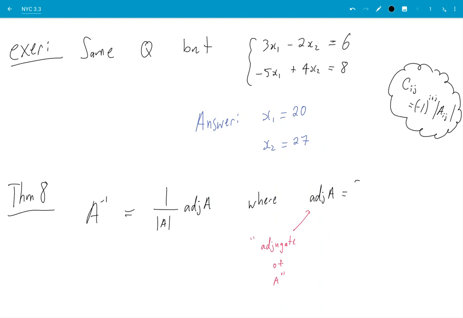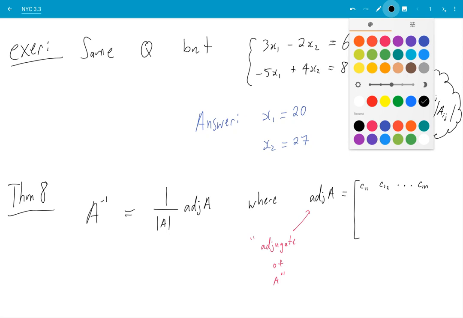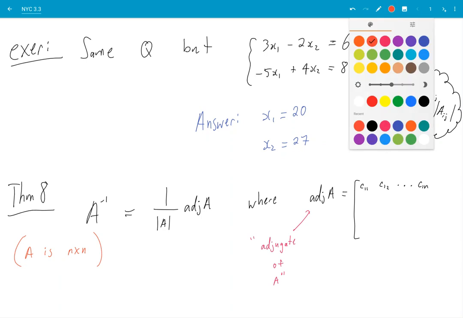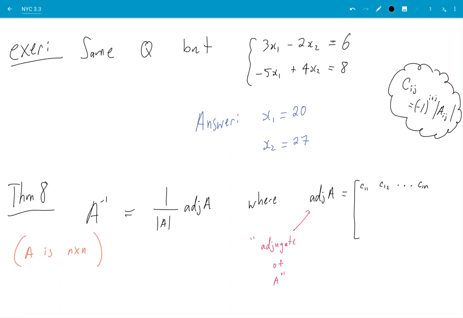So what you do is you take this matrix that's filled with the cofactors, so C11, C12, C1n. Let's say that A is square, of course, n by n. So you're going to fill this matrix with the cofactors in the obvious way.